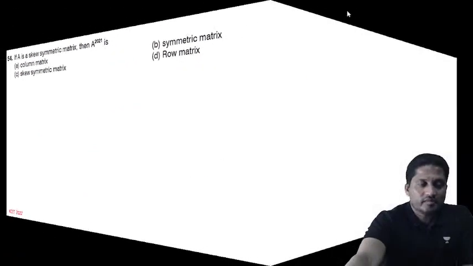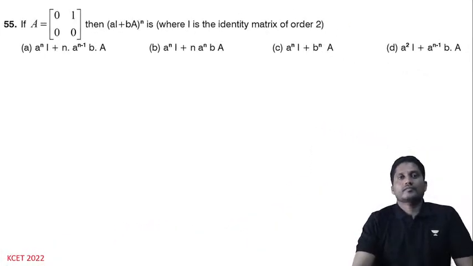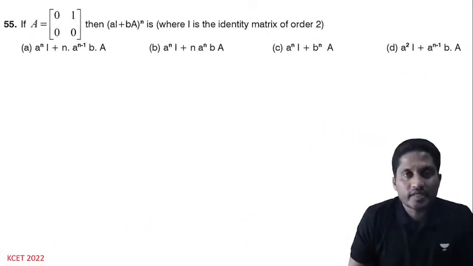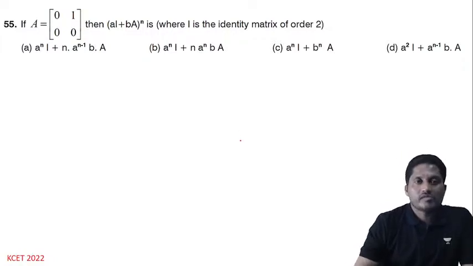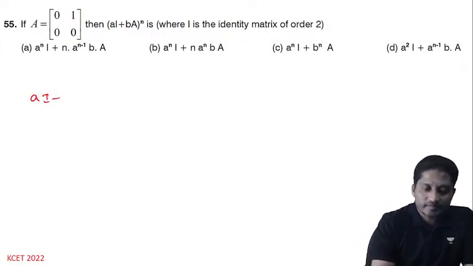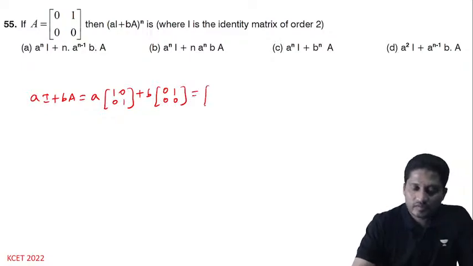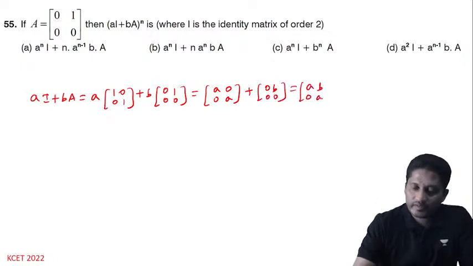Okay. Question number 55. A power, aI plus bA whole power n. First, I'll find out aI plus bA. A into I is 1 0 0 1 plus B into matrix A will be 0 1 0 0. This can be written as a 0 0 a plus 0 b 0 0, which is equal to a b 0 a.